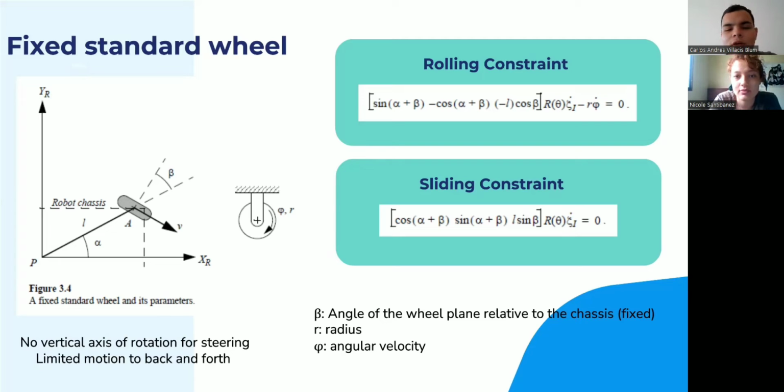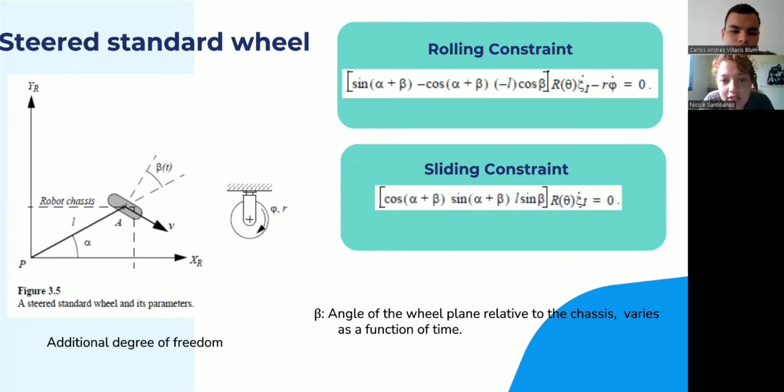The equation for the rolling constraint enforces that all motion along the direction of the pure rolling at the contact point is going to be proportional to the amount of wheel spin, so there is no slipping. The equation for the sliding constraint enforces that the component of the wheel's motion orthogonal to the wheel plane must be zero. Now about the steered standard wheels.